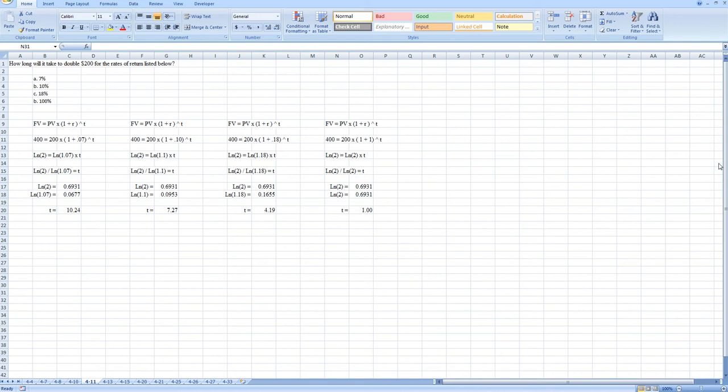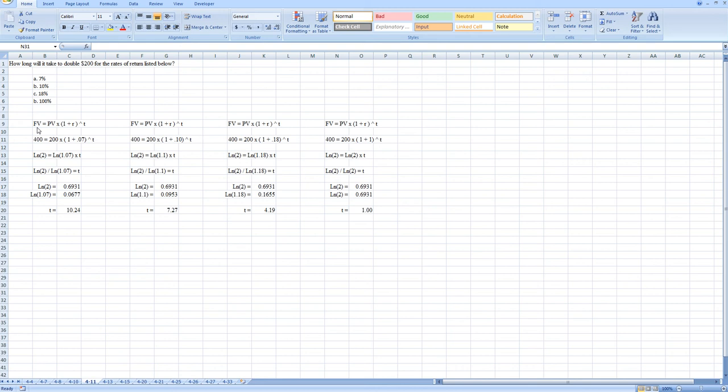The big thing to note is the doubling time is not a continuously compounding rate of return, rather it's compounding annually. So we want to make sure not to use P equals Pe^(rt), we just want to use the present value, future value formula. So the rates that are given are how long will it take to double at 7%, 10%, 18%, and 100%. So we'll set this up as follows.